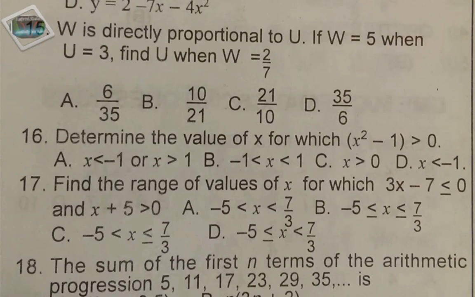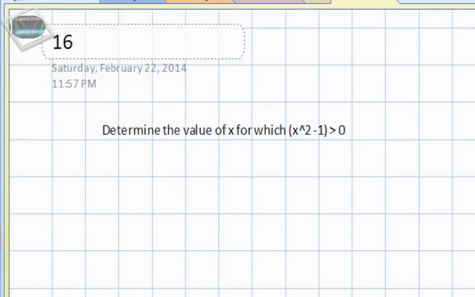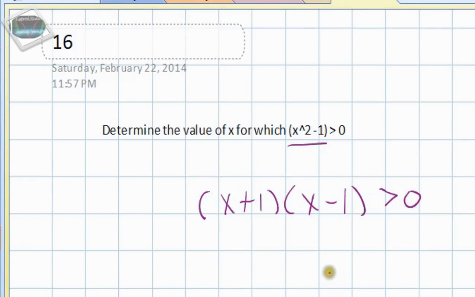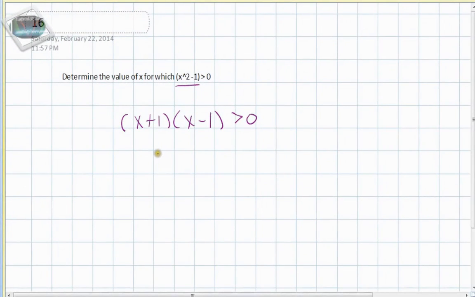Question 6, determine the value for x where this is true. The first thing to realize is that x squared minus 1 is actually the difference of squares. So we're going to have x plus 1 times x minus 1. And we want it for values where it's greater than 0. If I were to multiply this out, I would get this up here. That's how I know that I can do this. If I had said that it were equal to 0, I would know that x is equal to -1 or x is equal to +1.